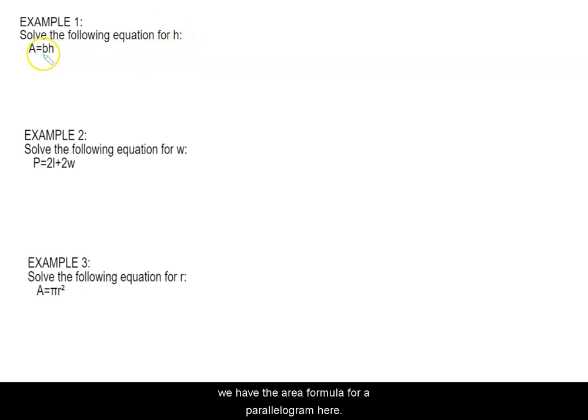So to solve for h, I need to get that h value by itself. So to do that, I would divide both sides by b. And that would divide out over there. And so we would be left with A over b equals h. In most cases when we write things, we always put the single variable by itself on the left-hand side. So that would be h equals capital A over b.